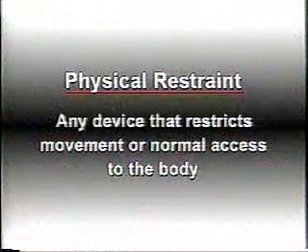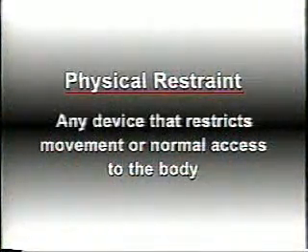What are restraints? There are two main kinds of restraints. The first is physical restraint. A physical restraint is defined as any device attached or next to a patient's body that an individual cannot remove easily, which restricts freedom of movement and normal access to the body. That's a mouthful for a definition, but a shorter one is that a restraint is anything that a person cannot get out of on their own.